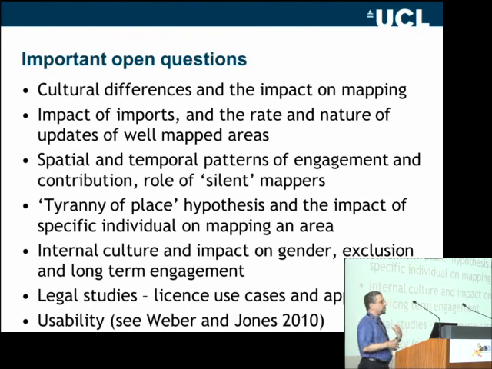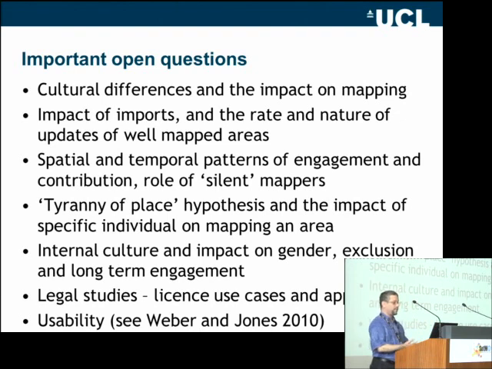There is the thing that I talked about last year, the tyranny of place hypothesis, I call it. The idea that you really need someone in each place in order to get high quality, that you can't just do it with people that are not living in a place. So we should see what's the impact of people in one place and of connecting mappers to where they are. I think that is important in terms of recruitment or thinking of engagement and other things.